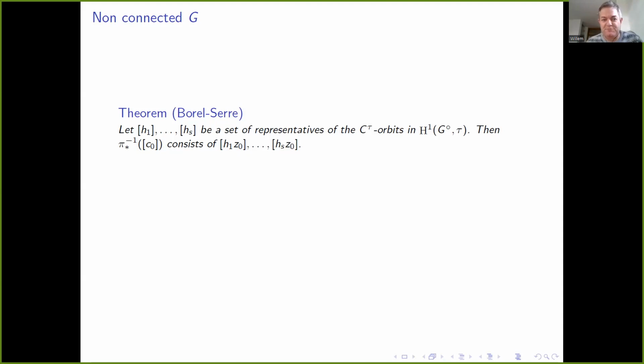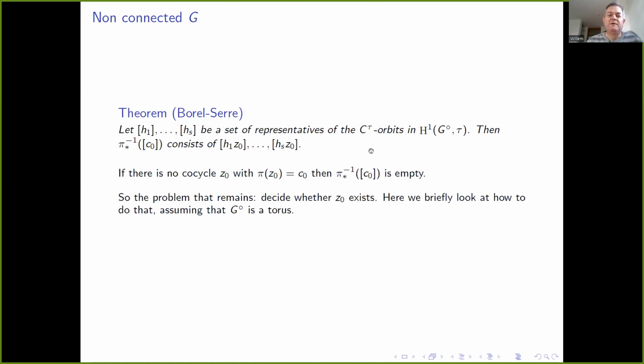So using this theorem, we can compute it. Well, we can compute the H1 of G0 because that's what we did before. And if you have Z0, then C tau is just a finite group. So then maybe we can do this. On the other hand, I supposed that there was such a cocycle Z0, but if there is no such cocycle, then the inverse image is empty. So then you can just discard it. So the big problem here remains: decide whether such a Z0 exists.